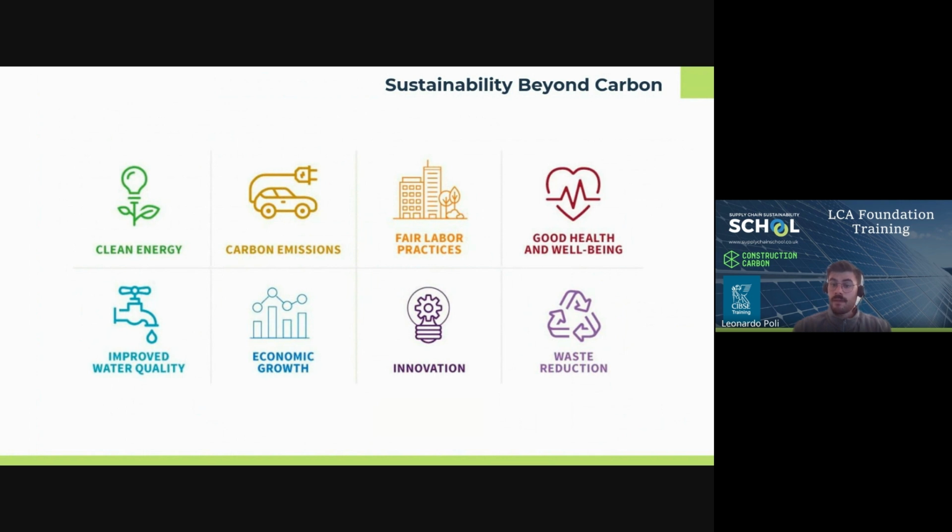For clients, these other metrics also need to be understood in terms of value to a project. It should be noted that, as mentioned at the start of the presentation, sustainability matters aren't just limited to environmental impacts, but also include social values and economic considerations.